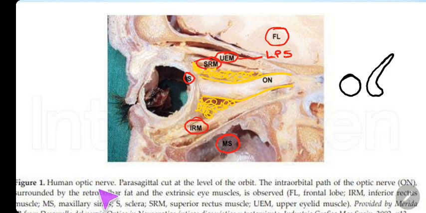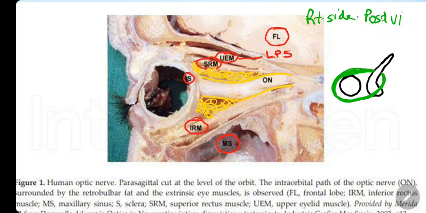And inside of the orbit you will find a tendinous band. Inside of the orbit there will be a tendinous band, so that you do not get disoriented. Let me tell you, this is the right side, posterior view. So what I am drawing is from the right side, posterior view.